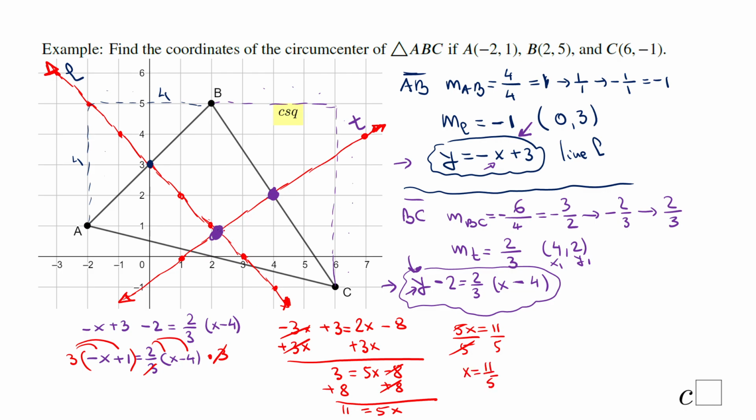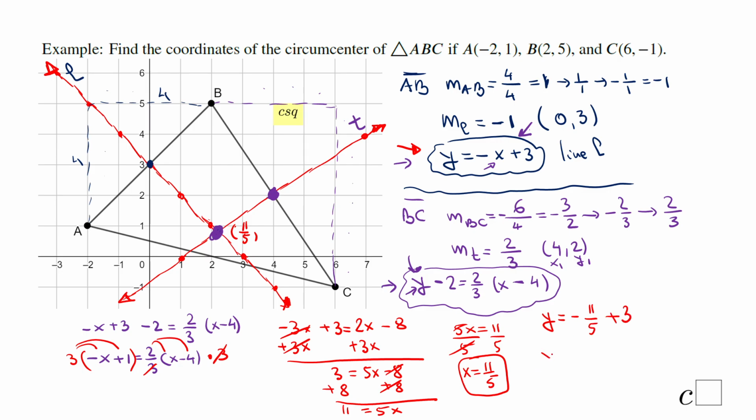Does it look like 2 something? Yeah, 11 over 5 here. How do I find y? You can plug it into any of those equations we started from. So I will plug it here. Let me be sure this is the x coordinate of the circumcenter. And let's find the y, and that would be negative x, negative 11 over 5 plus 3.